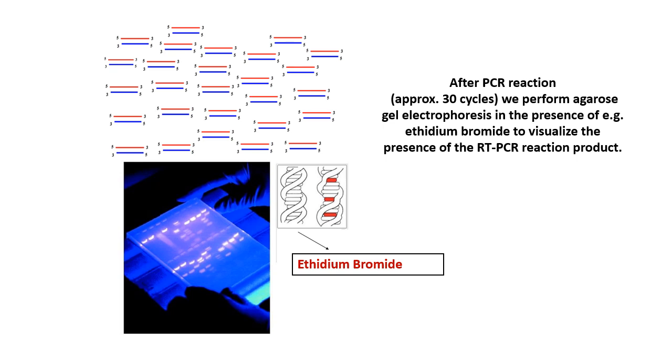And after PCR reaction, when approximately 30 cycles are completed, we may perform agarose gel electrophoresis in the presence of, for example, ethidium bromide to visualize the presence of the RT-PCR product. And in this situation, the presence of the product means that the particular gene was expressed because we detected amplified cDNA, which was formed based on the RNA formed based on the sequence of particular gene.